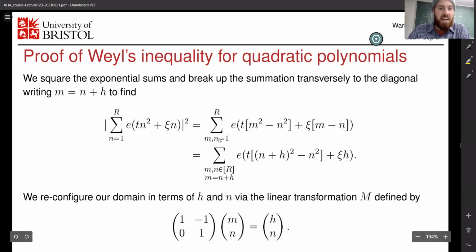I write it as a double sum where I've written this one times its conjugate. So I have now an M and an N that go from 1 to R. And writing it as its conjugate, it turns any positive term into a negative term. So I've got M squared minus N squared times T, and I've got M minus N times C. And we actually just write M as N plus H. So you're sort of fixing one of your variables as your reference, and you think about the other one as a shift of it.